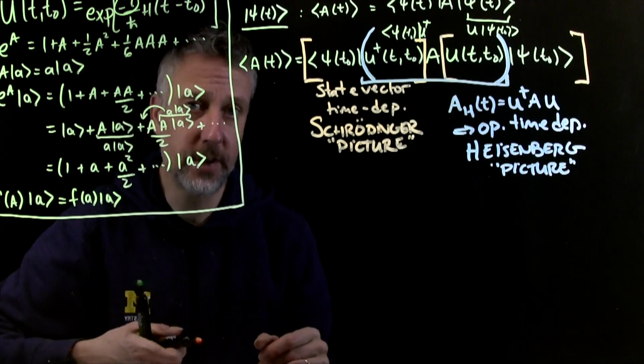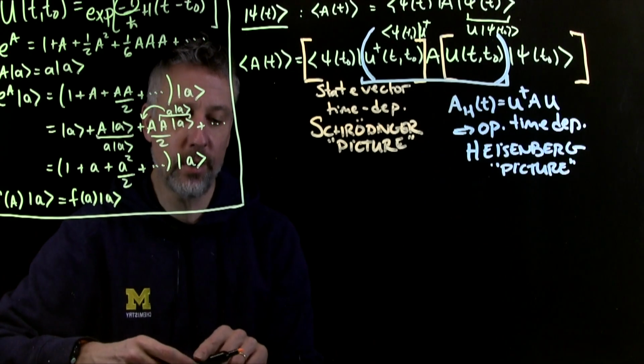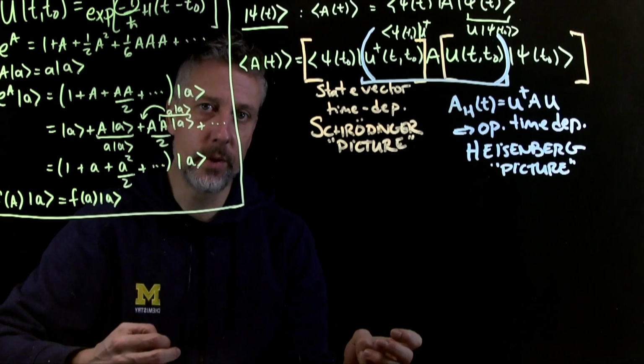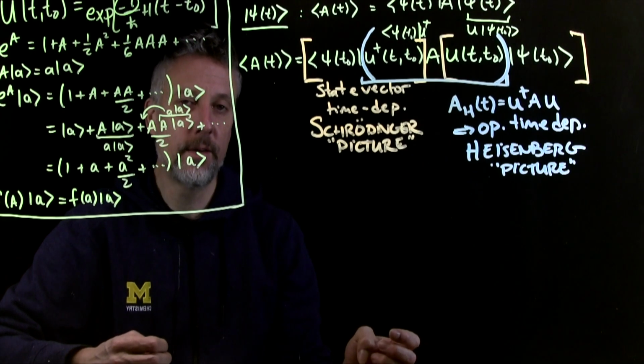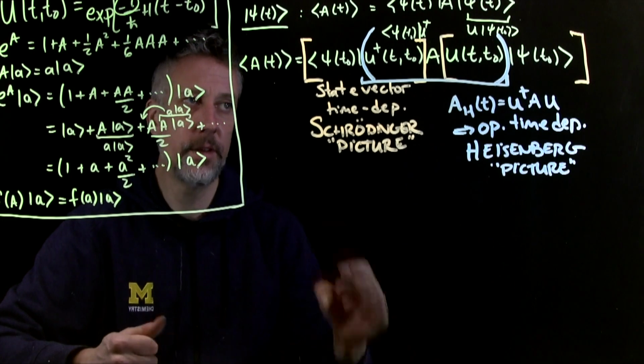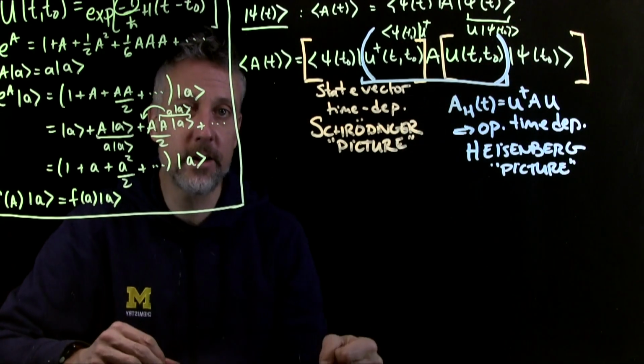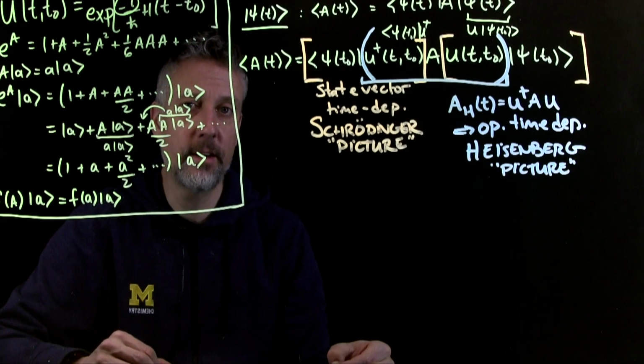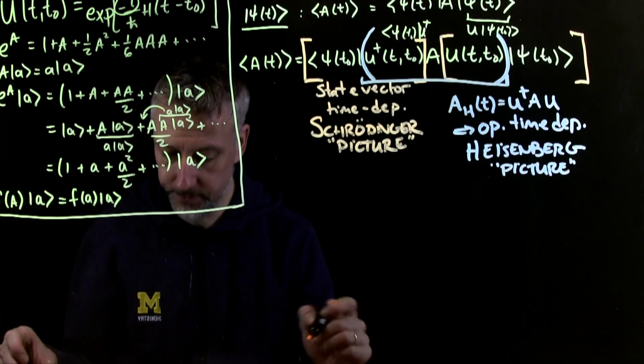We will find out there's yet a third picture, which is sort of partially between them, which will be called the interaction picture, and that's the one we will use when we derive the time-dependent perturbation theory. But this, you can see, is a nice anatomy of the time-evolving expectation value of the property A.